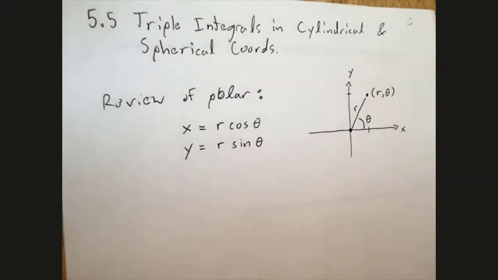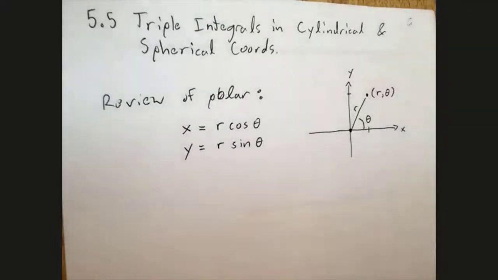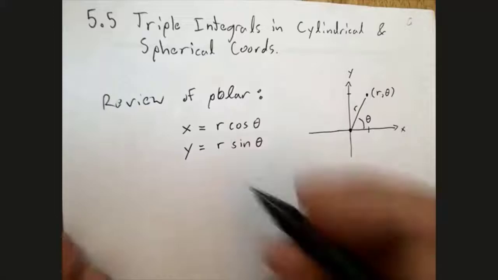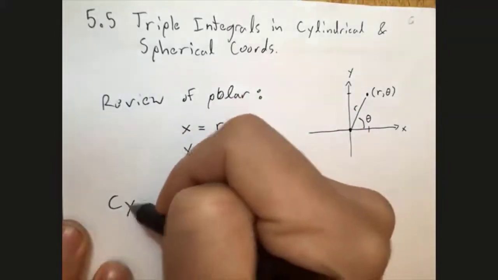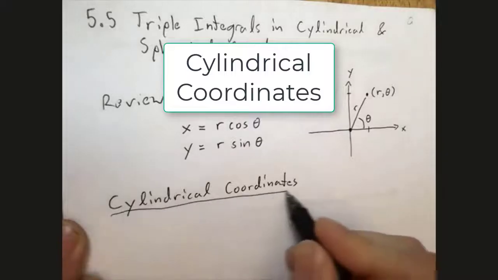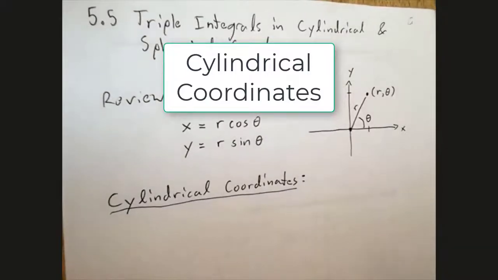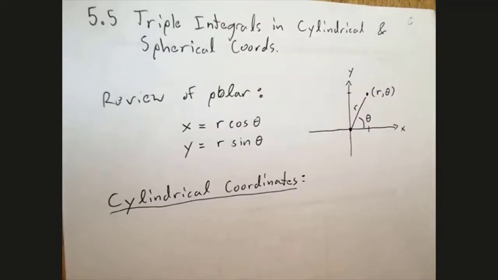So when we move into 3 dimensions, we're going to add another axis here, and we need to extend things out into that other dimension. The first way to do that is cylindrical coordinates. Cylindrical coordinates are probably the most basic way to do this. All we're going to do is add that z coordinate into the mix. So really, it's almost doing nothing.